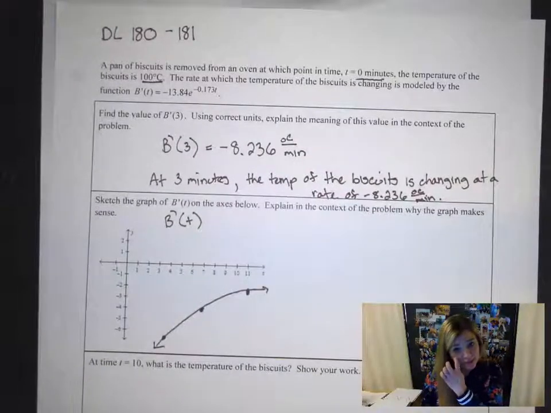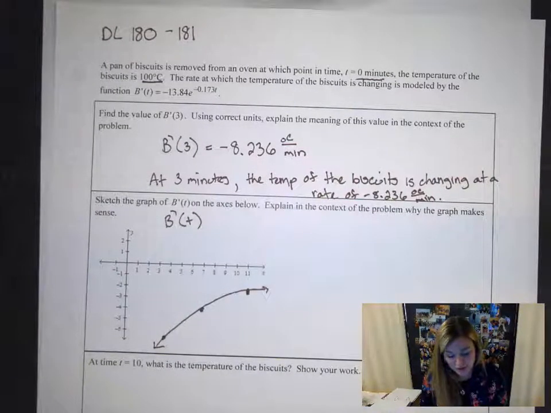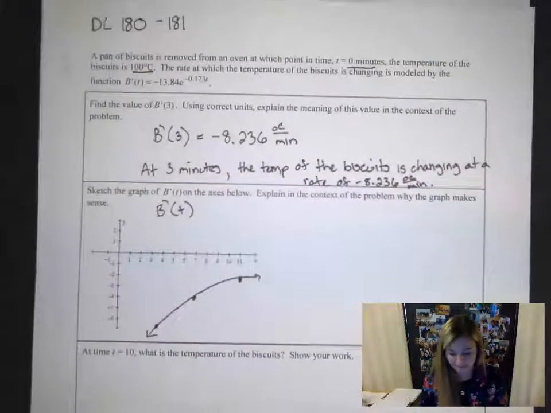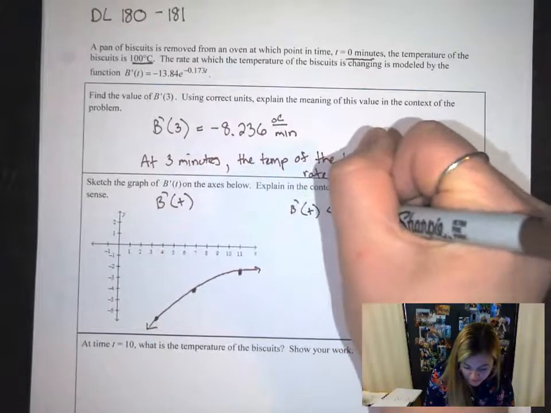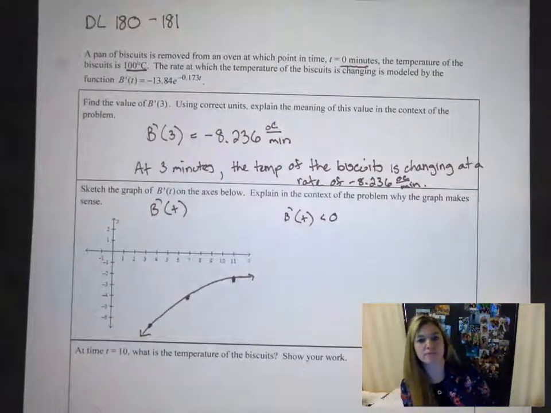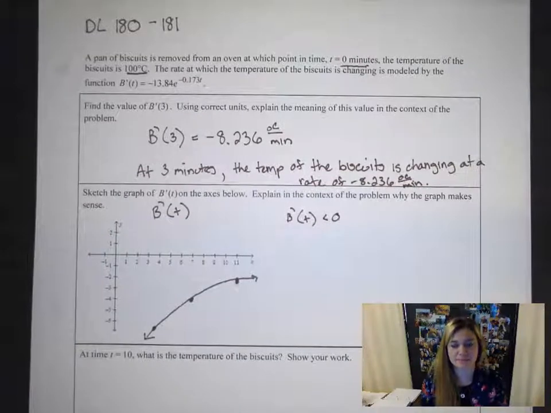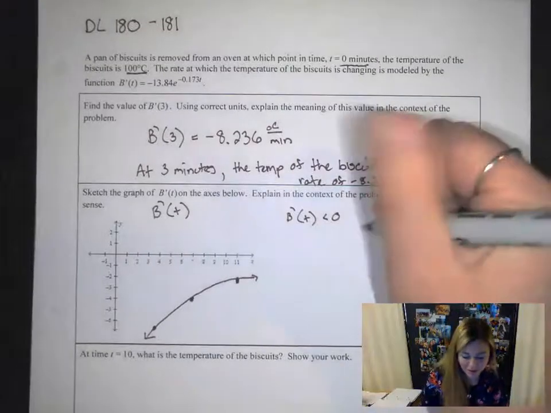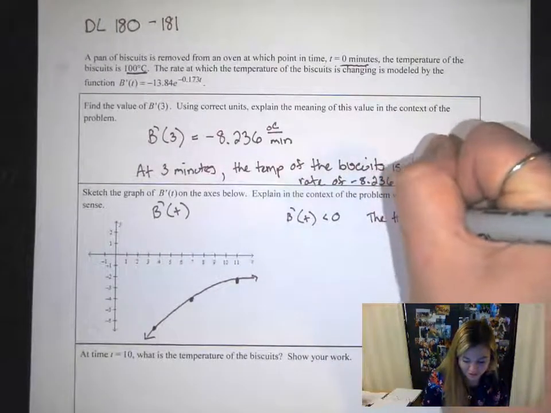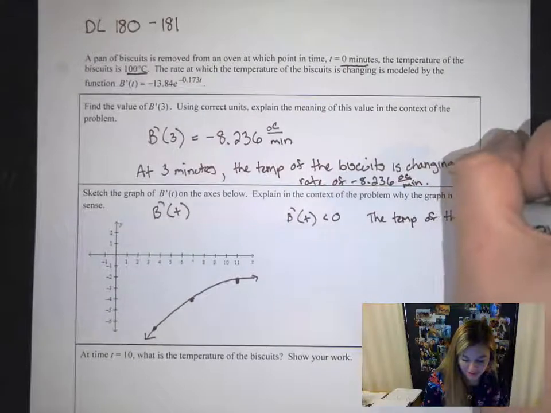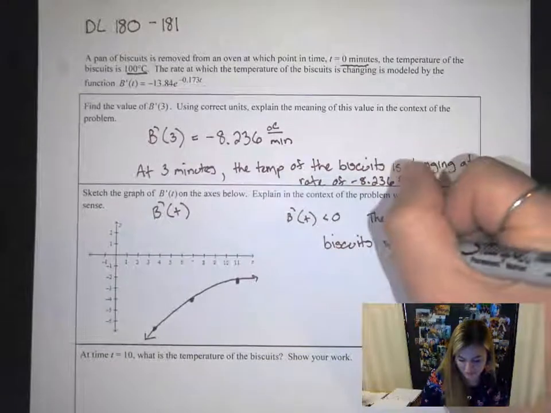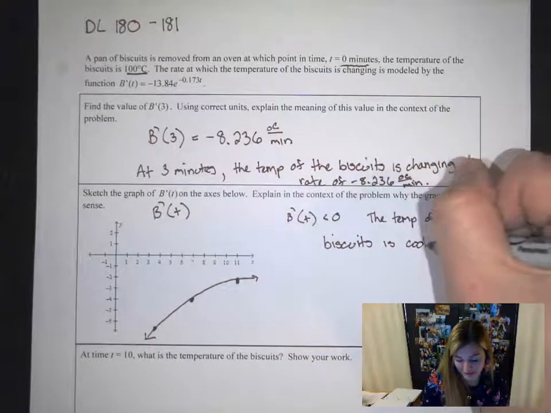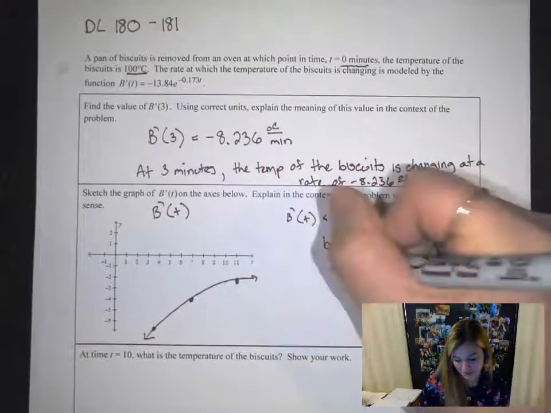Explain in the context of this problem why this graph makes sense. So if I'm talking about b prime of t, the first thing I noticed, it's always less than 0. Why is that? Remember what b prime is? The temperature of the biscuits is cooling out of the oven.